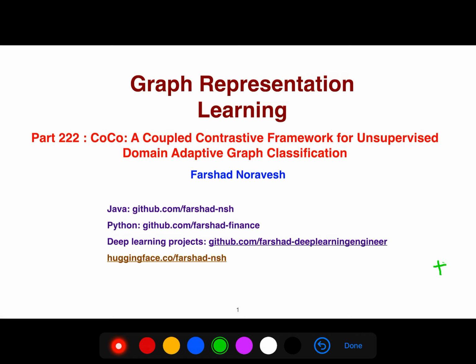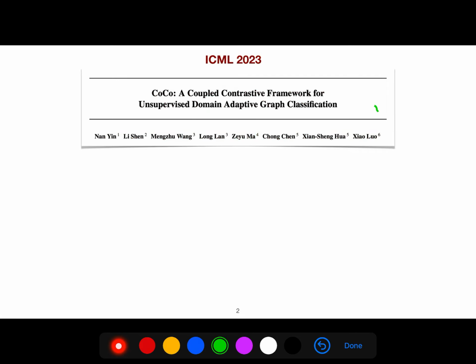Alright, so in this video I'm going to be explaining this important paper with the title CoCo, a coupled contrastive framework for unsupervised domain adaptation graph classification. This ICML paper in 2023.